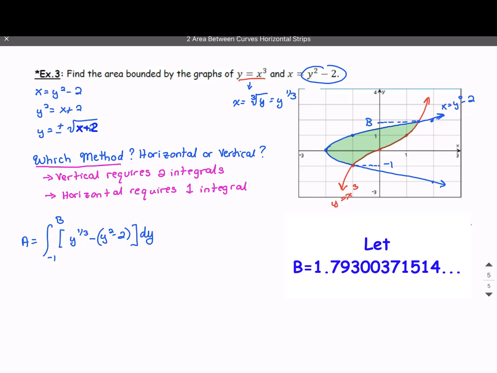And we put that in our calculator, and we get 4.215.